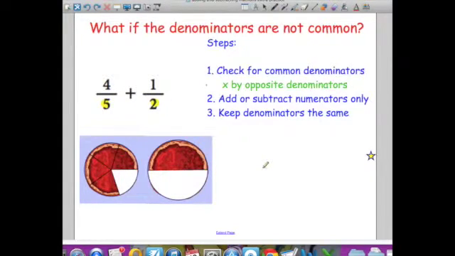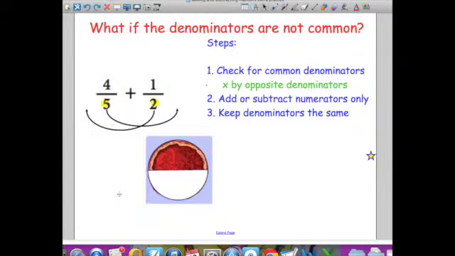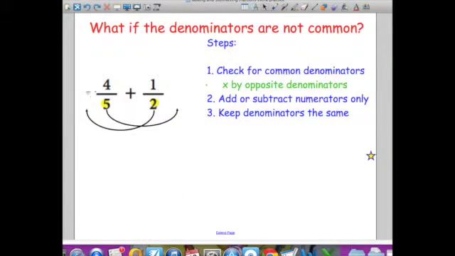The easiest way to get common denominators is to multiply by the opposite denominator. What I mean by that is I'm going to take this denominator of 2 and multiply it over here to this fraction, and I'm going to take this denominator of 5 and multiply it over here to this fraction. We're going to end up with 2 equivalent fractions. Remember, this didn't work, so we're going to delete these, get them out of the way, and come up with 2 new equivalent fractions.